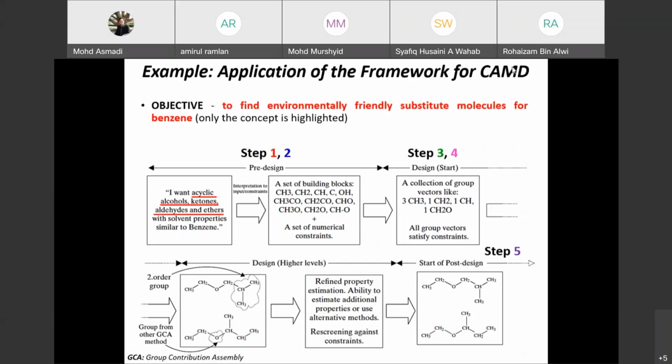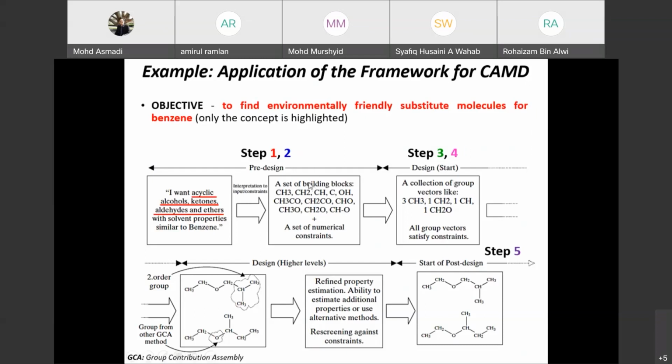Tak ada apa orang panggil dah. Pointer. Tak perasan lah kat sini. Ada pointer tak? Tak ada. Tak apa. Saya guna mouse.